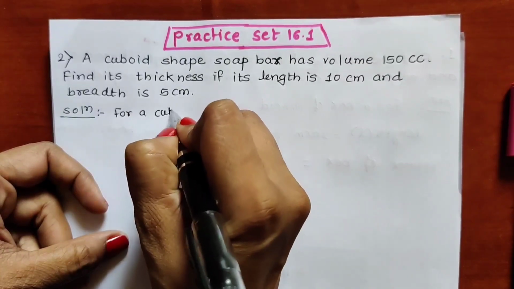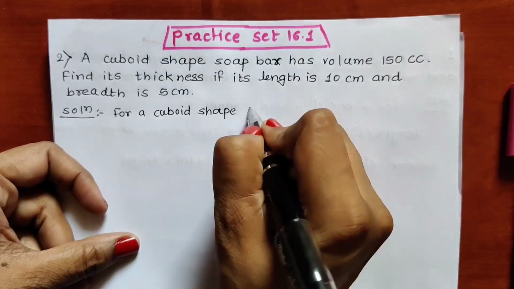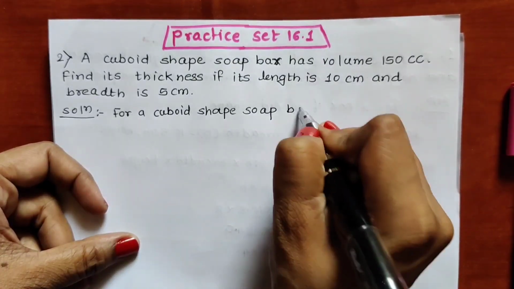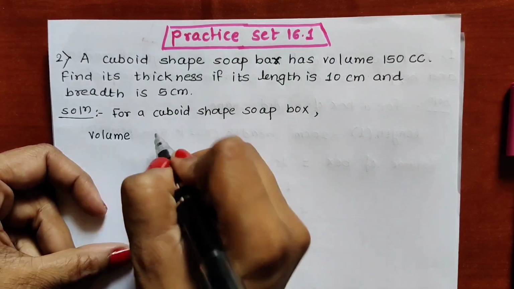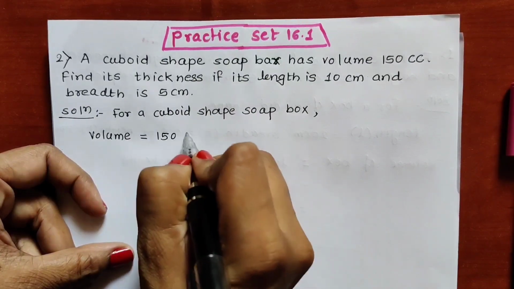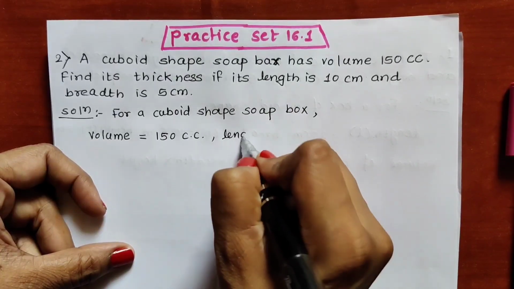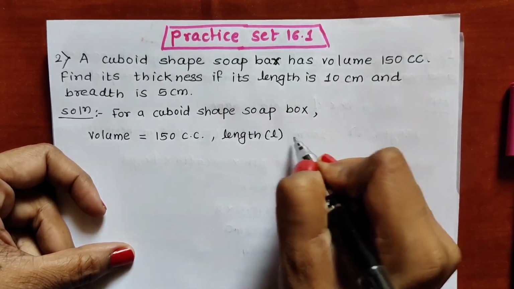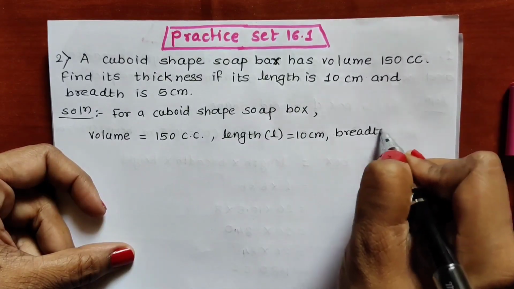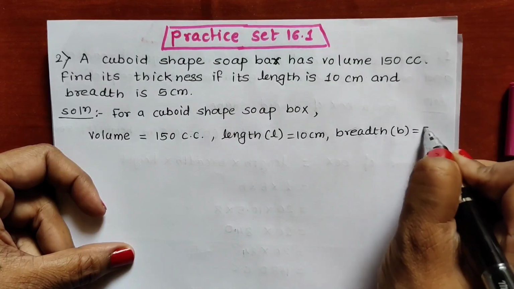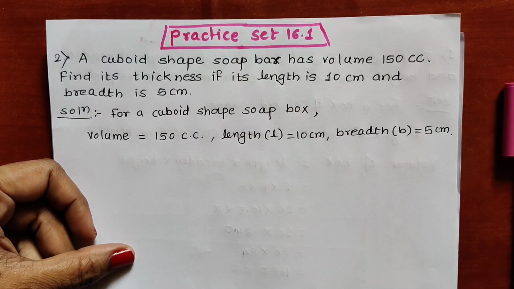For a cuboid shape soap box, what is given to us? Volume is equal to 150 cc. Then we have given length also. Length L is equal to 10 centimeter. Breadth B is equal to 5 centimeter. We have to find the height or thickness. Thickness means height. Now let us apply the formula for volume.